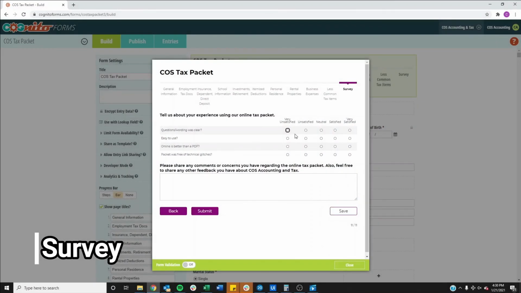In this last section is a survey asking you about your experience with our online tax packet. We know that this is the very first year we've done it, and we're wanting to make it better and an easier experience for you. So any input on your experience with our tax packet would be very helpful, and we can try to update that so that we can make this more efficient and easier for you guys to use moving forward.